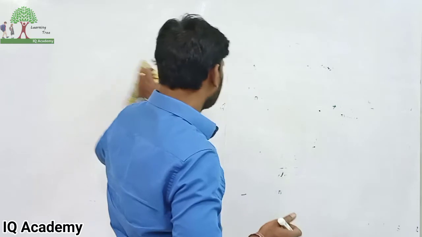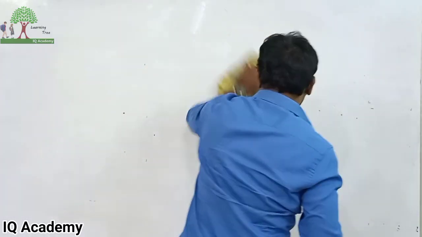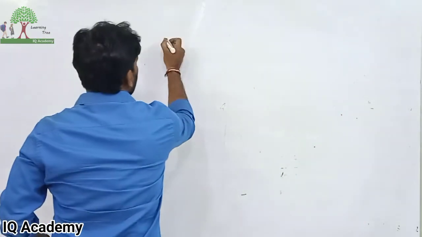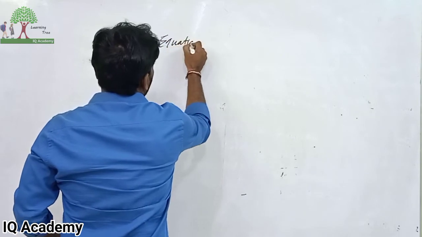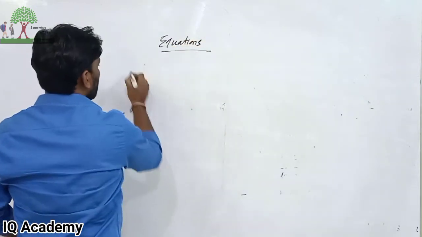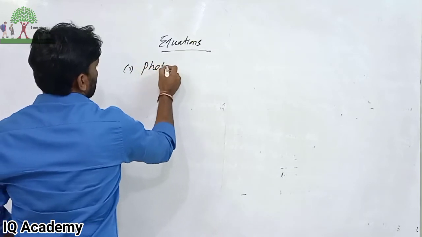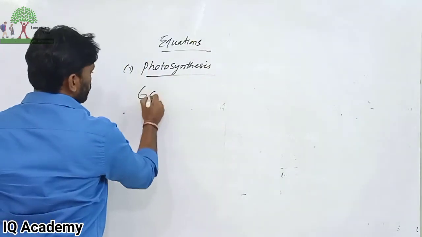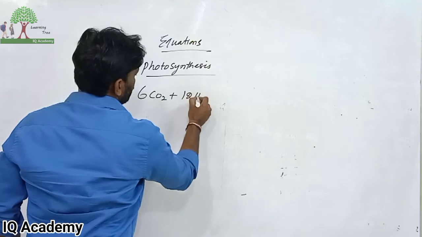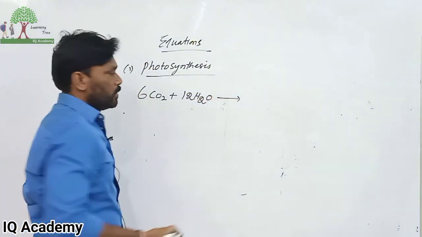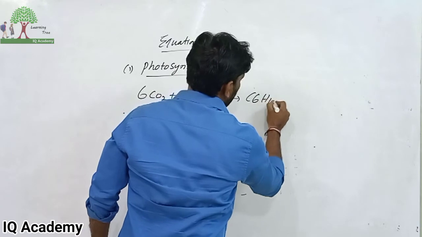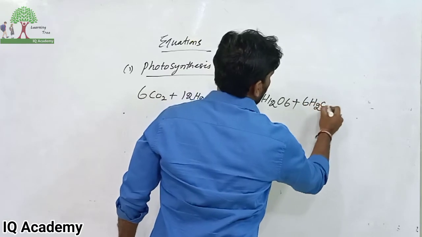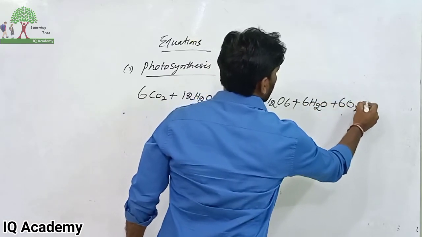Okay. Now, what are the chemical equations of photosynthesis and respiration? At last we will conclude. Equation for photosynthesis: 6CO2 plus 12H2O gives rise to C6H12O6 plus 6H2O and 6O2. O2 is a gas.